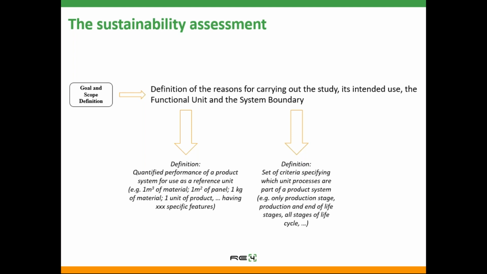As previously stated, the functional unit and the system boundary have to be set. The functional unit is the quantified performance of a product system for use as a reference unit. Examples can be cubic meter of material, 1 square meter of panel, 1 kilogram of material, 1 unit of product, which have some specific features. The system boundary is the set of criteria specifying which unit processes are part of a product system. For example, only the production stage, the production and the end of life stage, or all the stages of the life cycle.